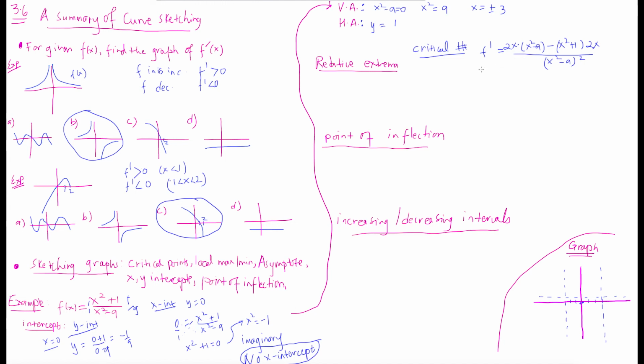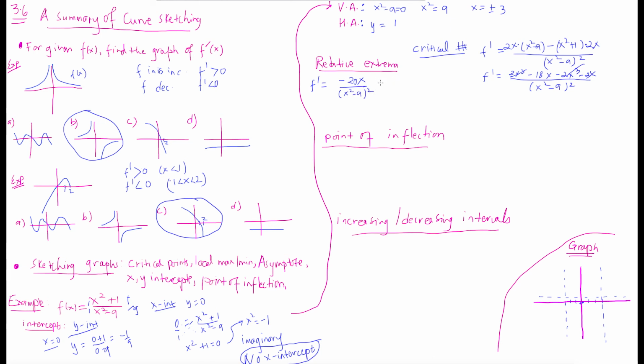So if you simplify this, what do you get? You get 2x cubed minus 18x, and then minus (2x cubed plus 2x), divided by (x squared minus 9) squared, right? So you cancel the 2x cubed and 2x cubed. So basically f prime equals negative 20x divided by (x squared minus 9) squared.